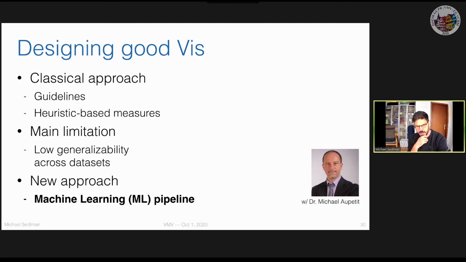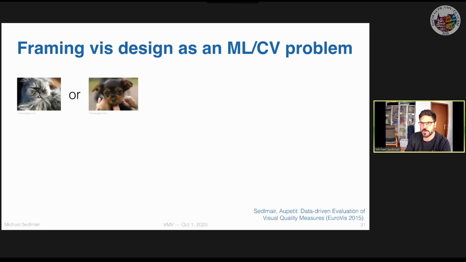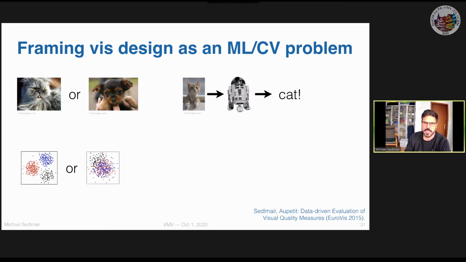That was the time, about 7 years ago, when I started to talk with my colleague Michael Opetit, who said, hey, isn't that essentially a computer vision machine learning problem that we're facing here? Please forgive me if you're a computer vision person for my simple view on computer vision research, but for me, it's essentially, there's cats and dogs, okay? And you want to build an algorithm, here R2D2, that gets an image of an unseen animal, here a cat, and then the algorithm can automatically classify that this is a cat.